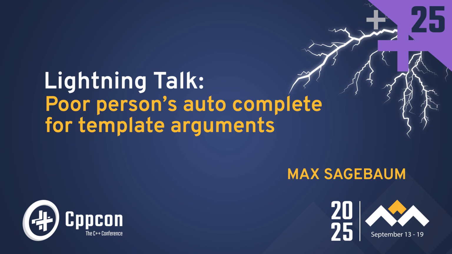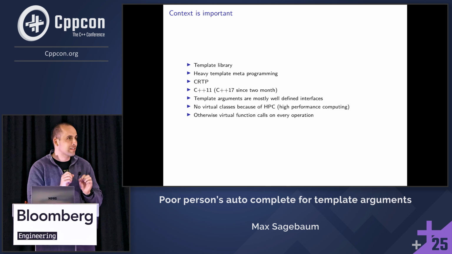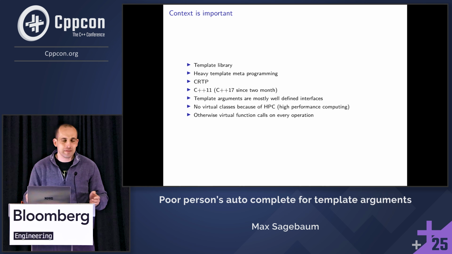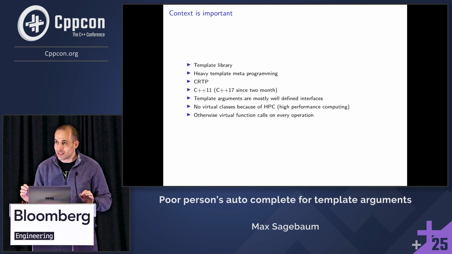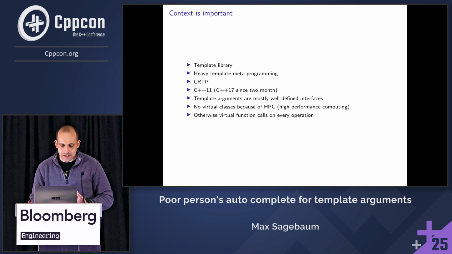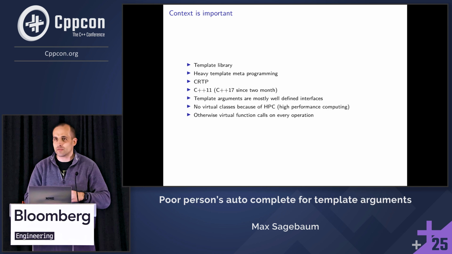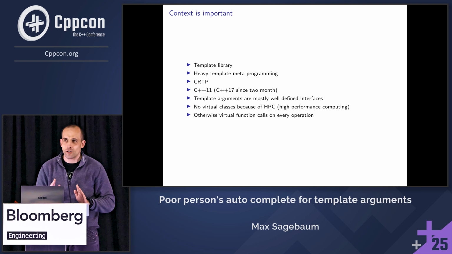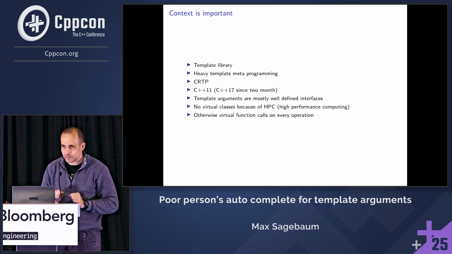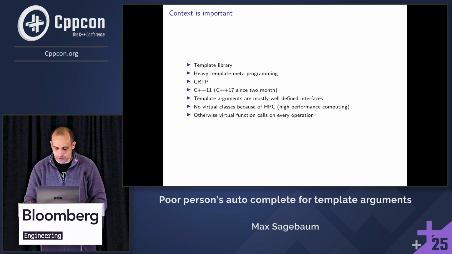Okay, poor person's autocomplete for template arguments. Context is important. I'm working on a template library, heavy template metaprogramming, CRTP. It was C++11 until two months ago, then we switched to C++17, that's nice. Template arguments are mostly well-defined interfaces there, but we don't want to inherit from them because then we would have multiple virtual function calls on every numerical operation. So nothing you want to do. Long story short, I never have any template autocompletion in this library.